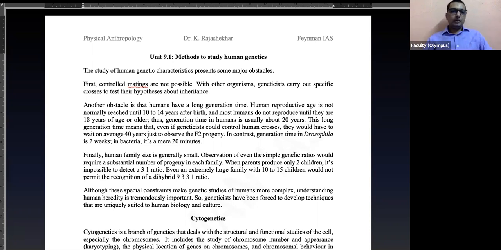So here, first of all, controlled mating. If you want, make a note of this in your running notes: what are the challenges or obstacles we face in studying humans? This is very important. When a question is given on this part, first try to mention the obstacles or challenges in studying humans. So what are the challenges in collecting human genetic data?